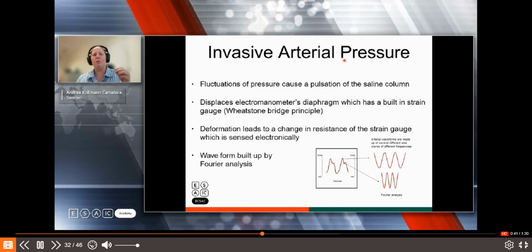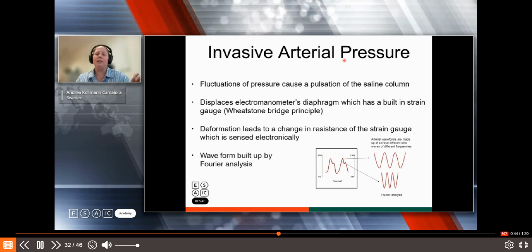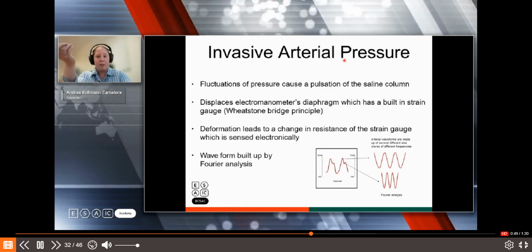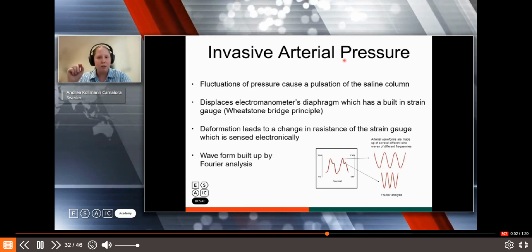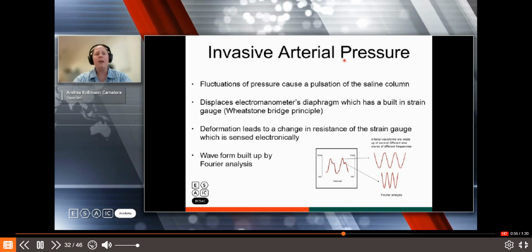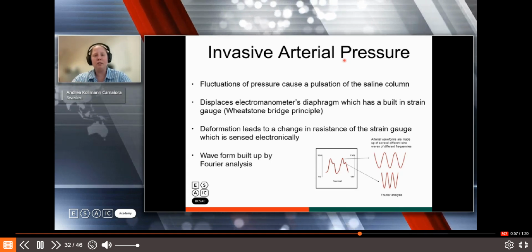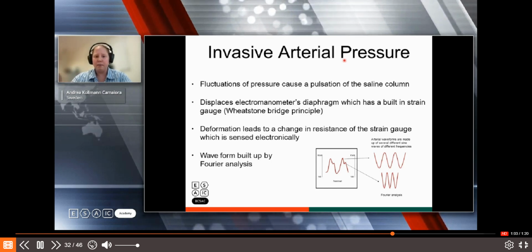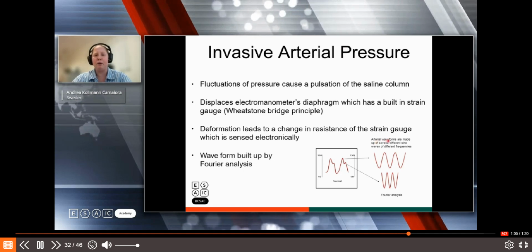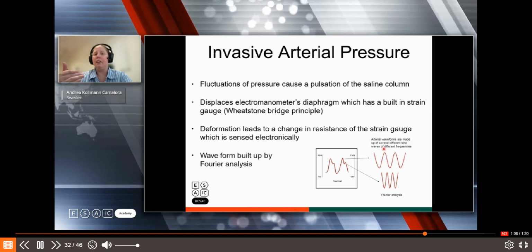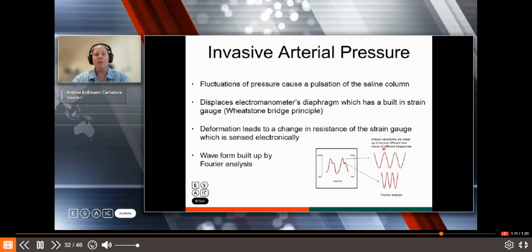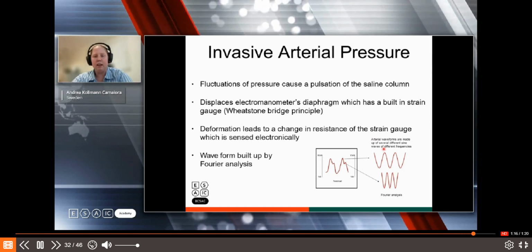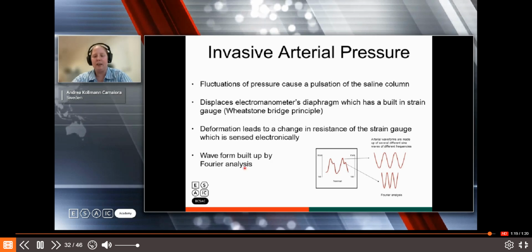And if you're thinking the Wheatstone what? The Wheatstone bridge principle is used to convert one type, for example, a mechanical stimulus, to a number that you get in your monitor. And during the physics class, we're going to see exactly how it works. And the deformation leads to a change in resistance of the strain gauge, and this is sensed electronically, and then you can build waves. But the arterial waveform is made of several different waves of different frequencies. So you need an analysis to join everything up and give you those nice numbers you see on the screen. And that's done via the Fourier analysis.